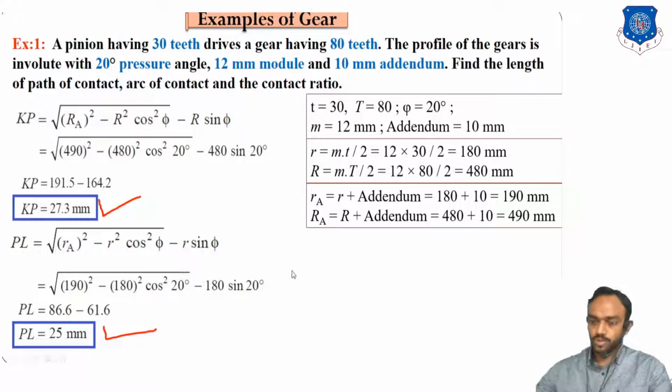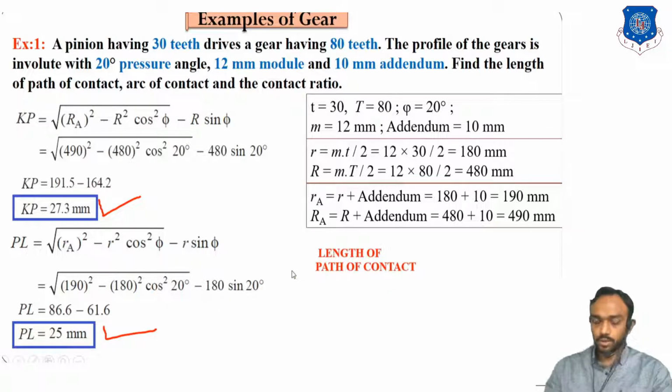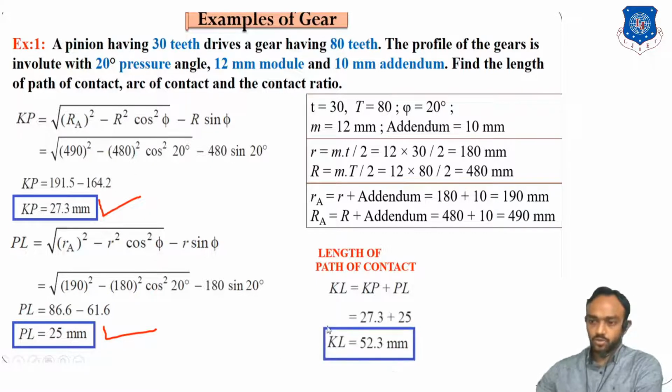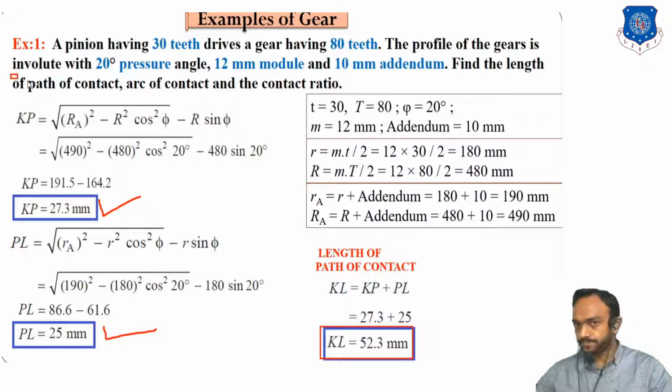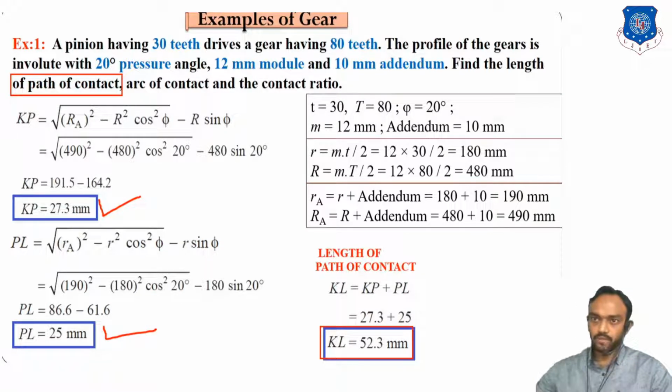So what will be the length of path of contact? You already know that KL is equal to Kp plus PL, and Kp is 27.3 and PL is equal to 25. So final KL is equal to what? 52.3 mm. Okay, so we have found the length of path of contact here. So remaining will be arc of contact and contact ratio. So let's find that.